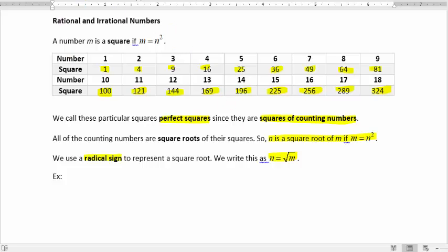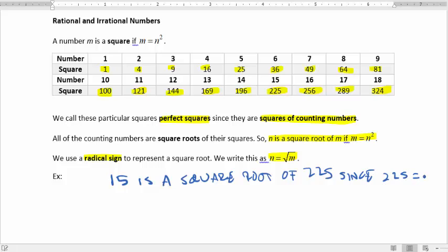Let's give a couple of examples to see how this works. 225 is the square of 15. So that means 15 is a square root of 225, since 225 equals 15 squared. How could I write this with radical notation? I could write 15 equals radical 225. That's what it means for 15 to be a square root of 225, because 15 squared is 225.